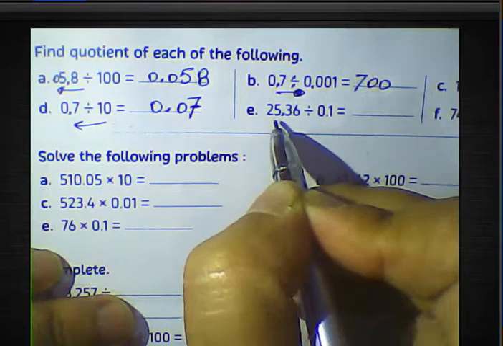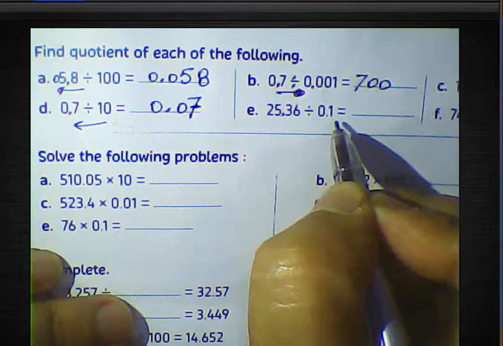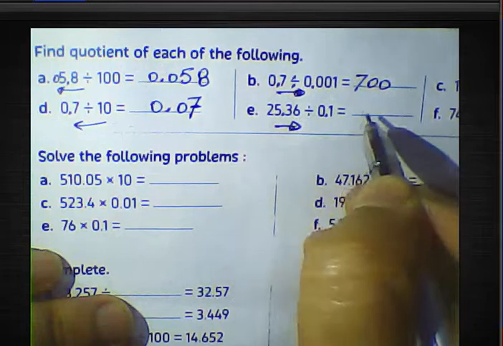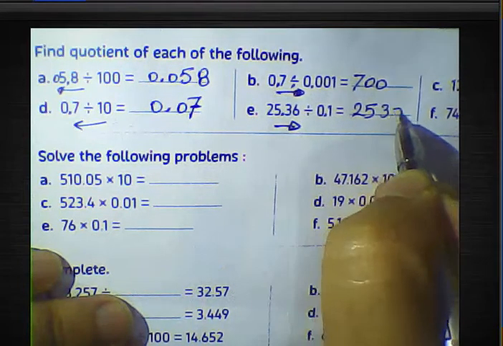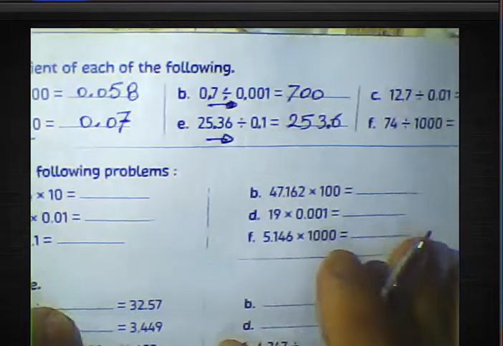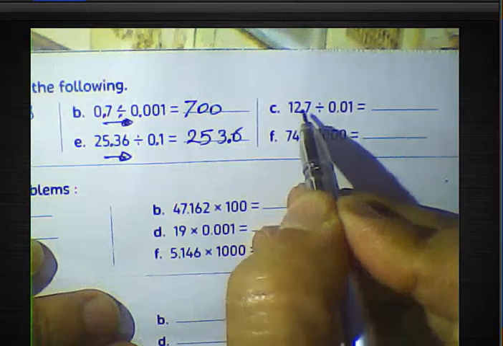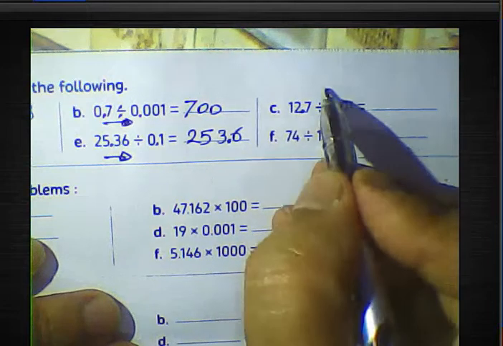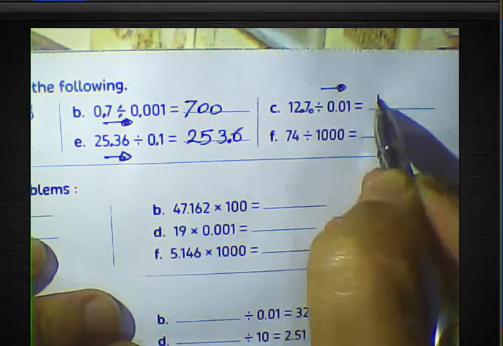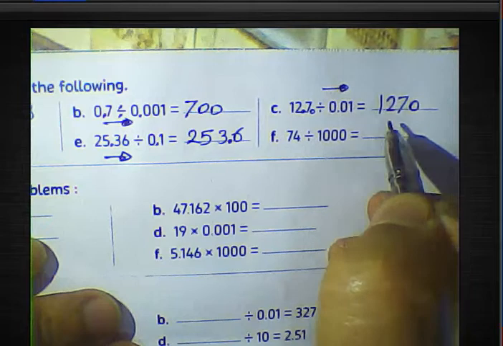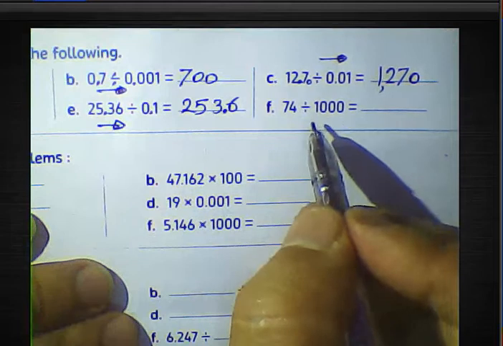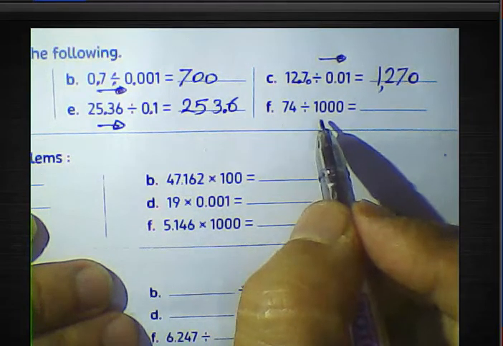And this number 25.36 divided by 0.1, we must move the point to right hand side by 1 digit, so we must write 25 and 36, the point moves to right hand side by 1 digit. And this number 12.7 divided by 0.01, we must move the point to right hand side by 2 digits, so we must put 0 here. The result will be 1270.